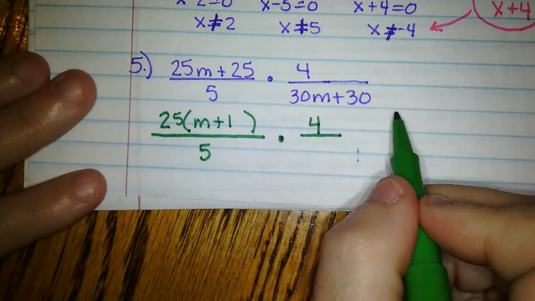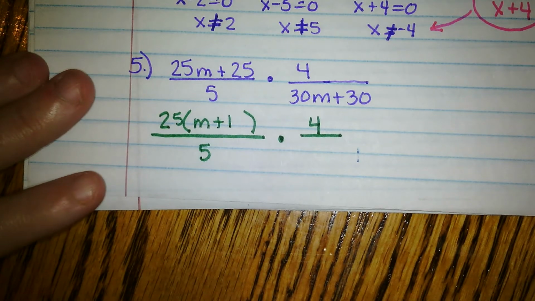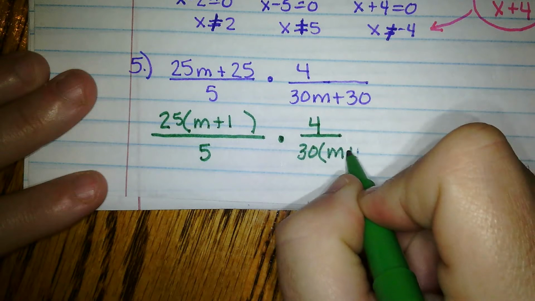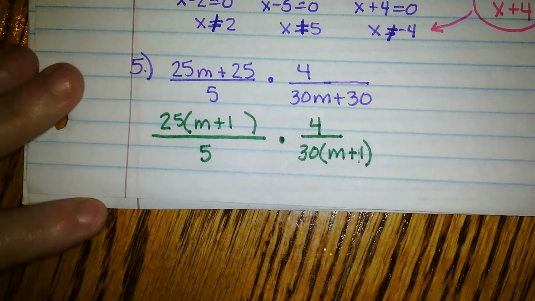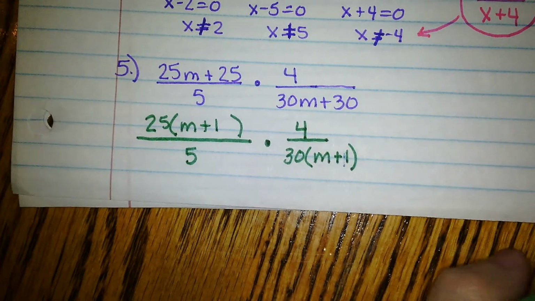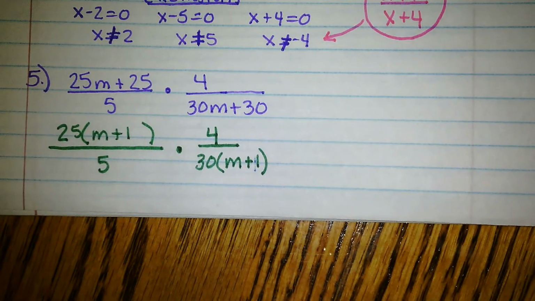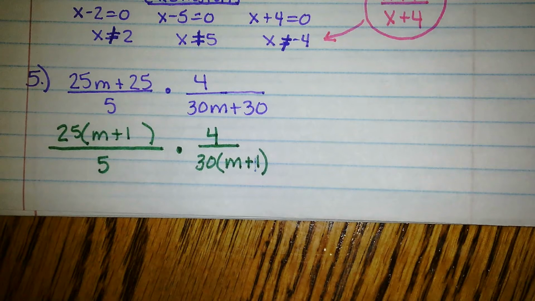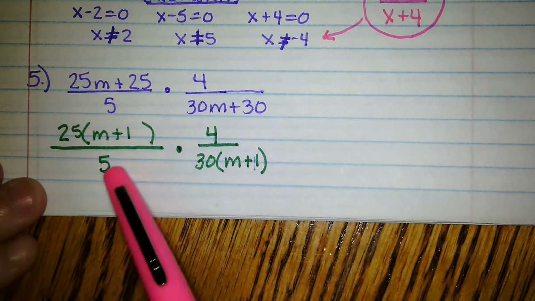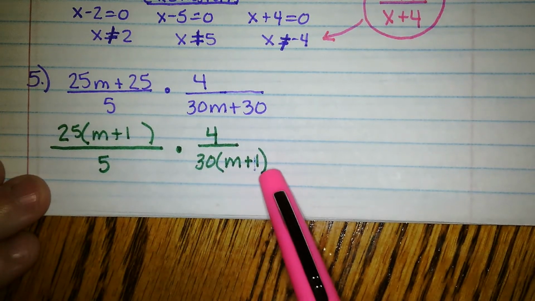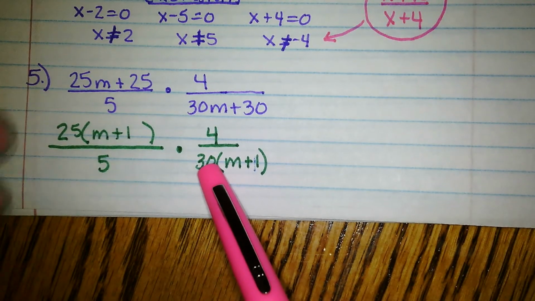And on the bottom, it has a GCF as well. The GCF is 30. So I should have a 30 and an m plus 1. Now, here's the good thing. We're going to pause here for a second because what we need to do is look for exclusions. Our exclusions are anywhere where the denominator has a variable. The denominator over here doesn't have a variable, but the denominator here does. And you could just take the factored part because the 30 really doesn't have anything to do with it.